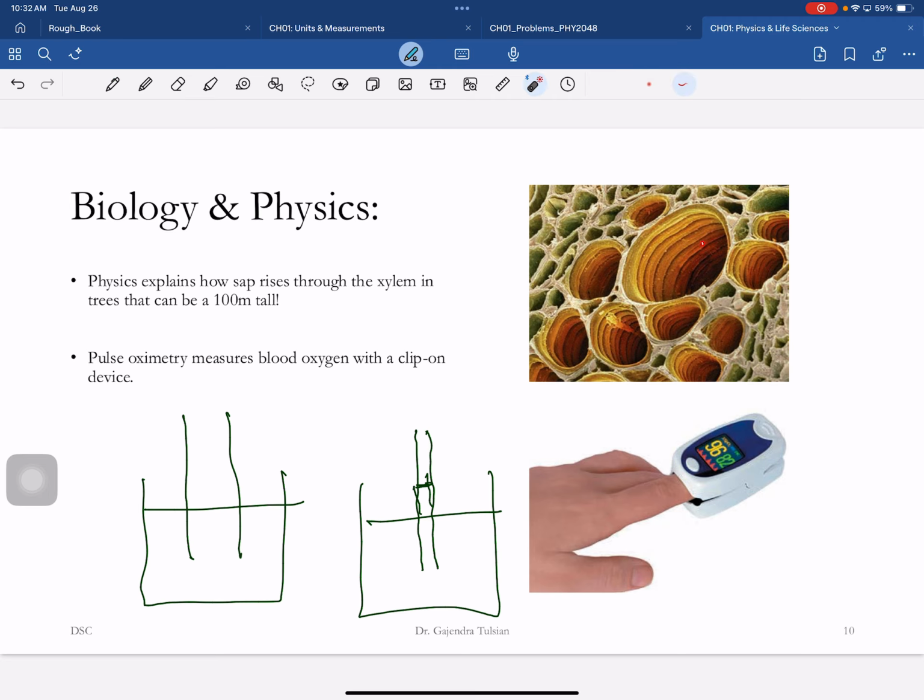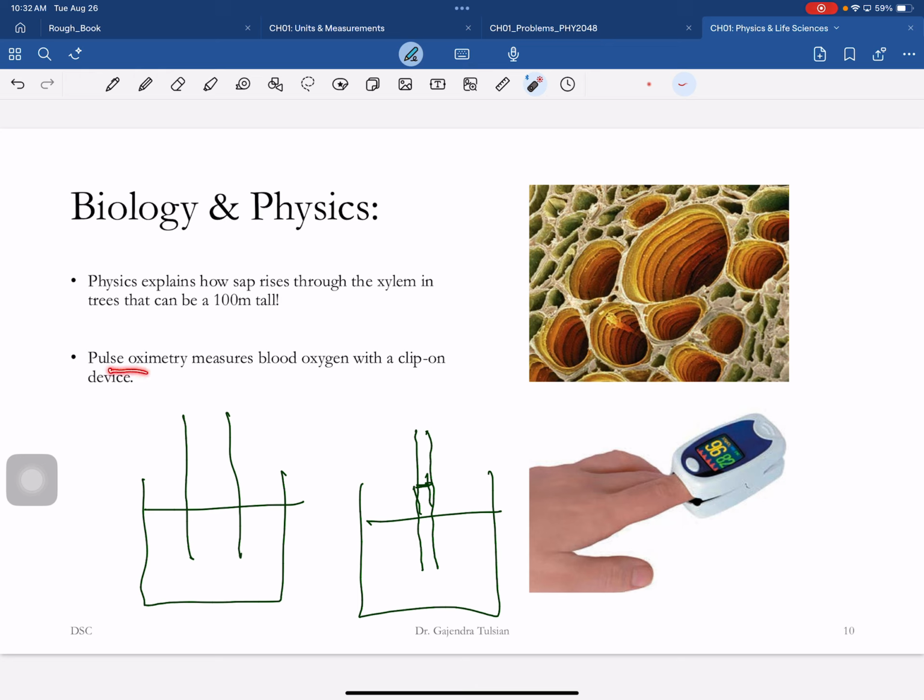These water channels in trees called xylem, they're thin, but they're not thin enough to raise the water 100 meters. So the question is, how do the redwood trees get the water up all the way to the leaves? That's a problem, but we'll come to that later.